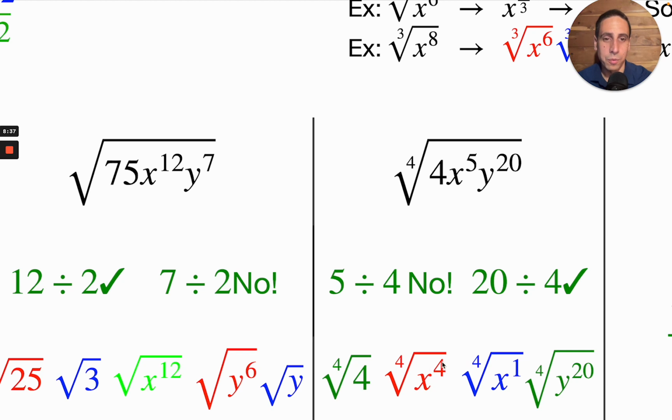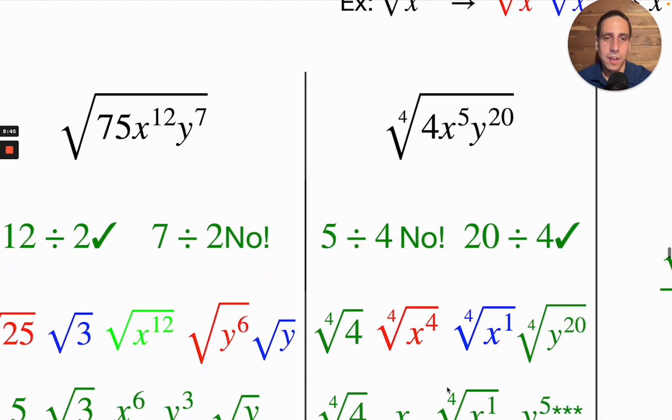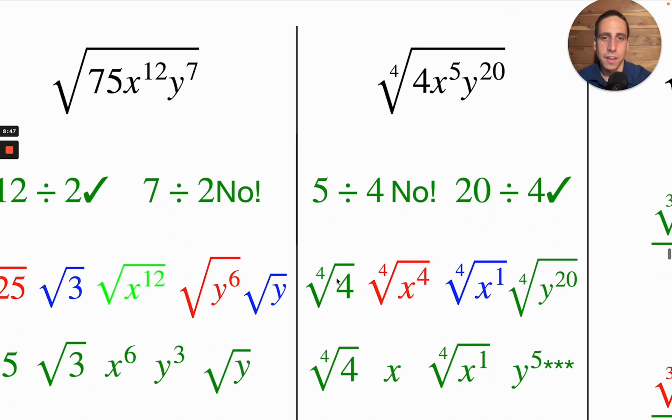X to the 4th, which I like because I can simplify that. It's a perfect power. And x to the 1st, which is not. So then I'm going to actually simplify. I can't take the 4th root of 4, but I can take the 4th root of x to the 4th. What is that? It's just 1.